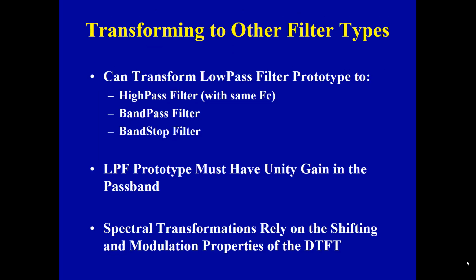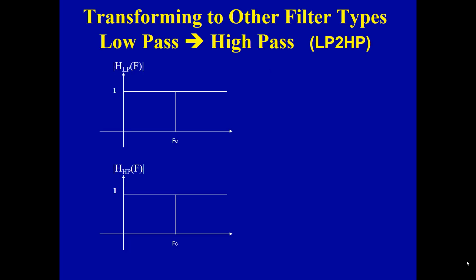Now, how do those other transformations work? So if we work with a low pass prototype, we can indeed convert it not just to a high pass filter, but also to a band pass filter or band stop filter. Again, assuming that you're working with a low pass prototype that has a gain of 1 in the pass band. And all of these transformations are actually spectral transformations that rely on either shifting or modulation properties of the Fourier transform.